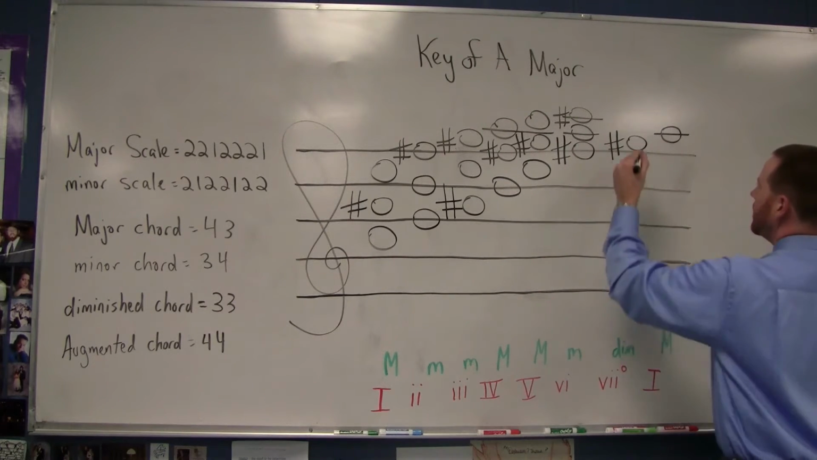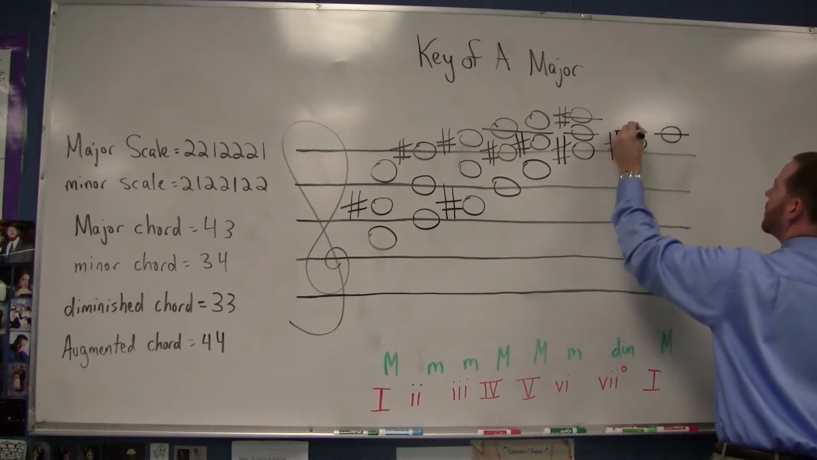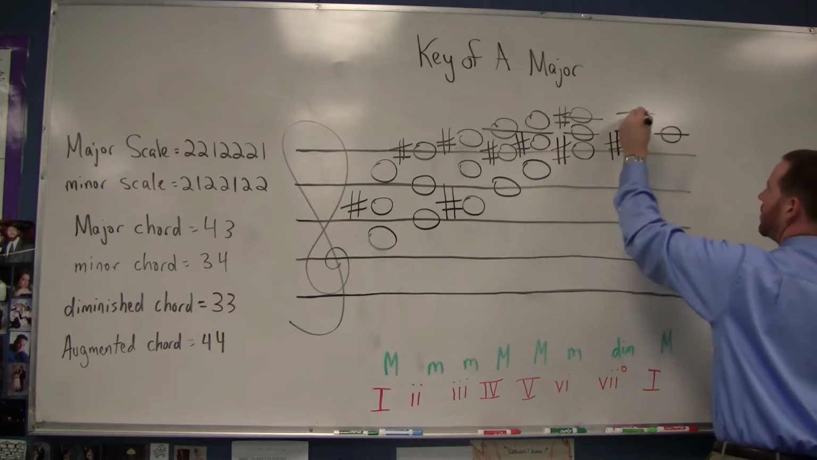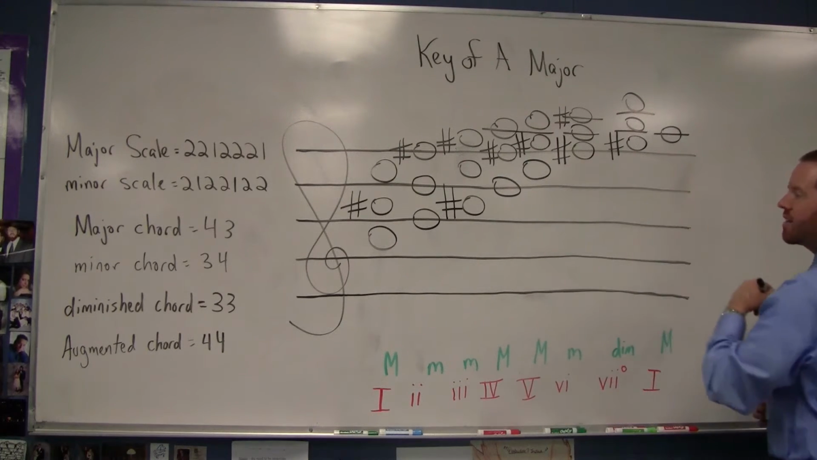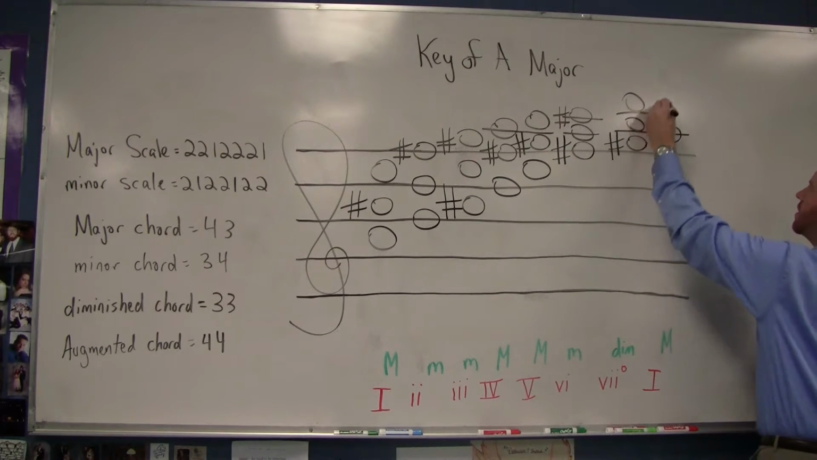G sharp, B, and D sharp. G sharp, B, and D. There's no D sharp in the scale. And lastly, A, C sharp, and E.